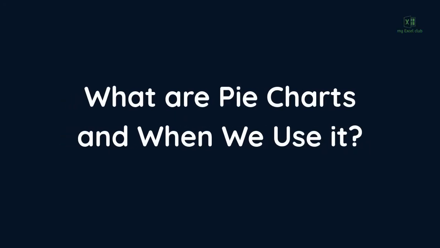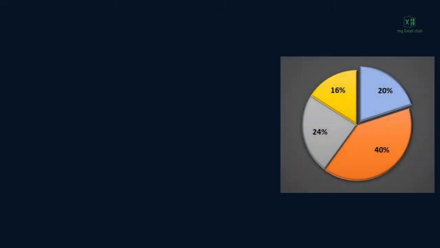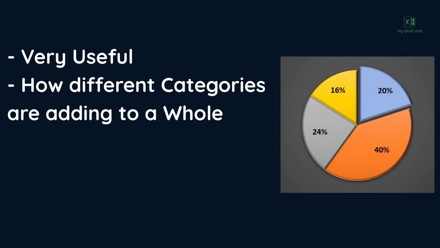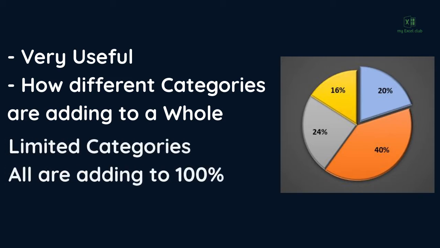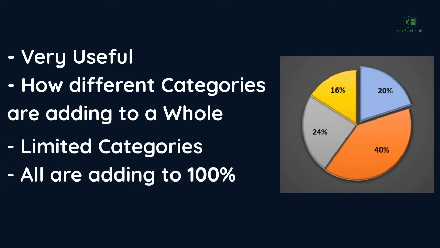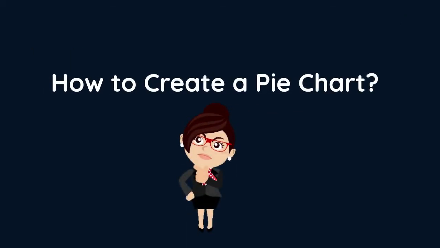What are pie charts and when do we use them? Pie charts are commonly used charts in Excel because they are very useful. Pie charts can show a lot of information in a small amount of space. They show how different categories add up to a whole. So we use pie charts to display data which has a small number of categories and all these categories sum to 100%.